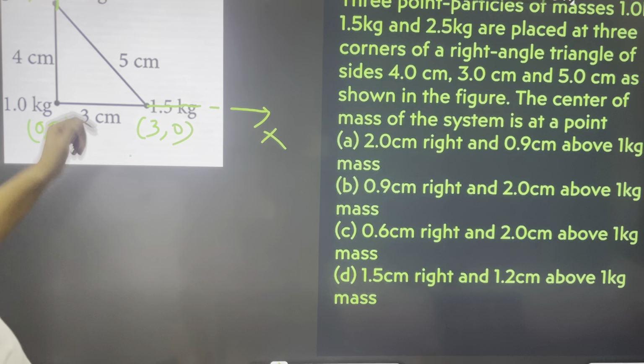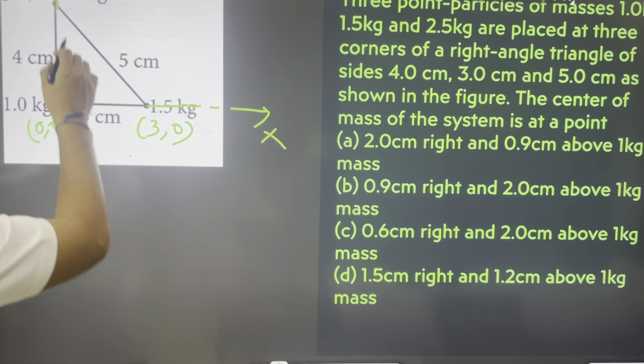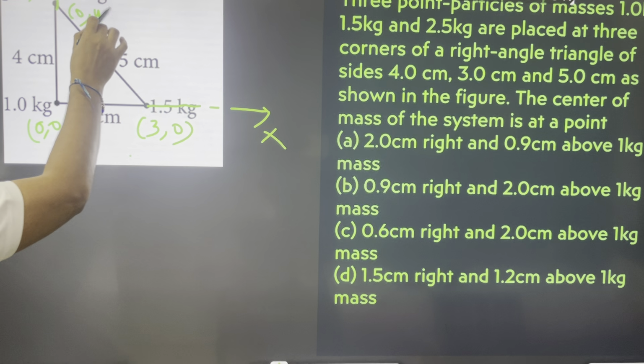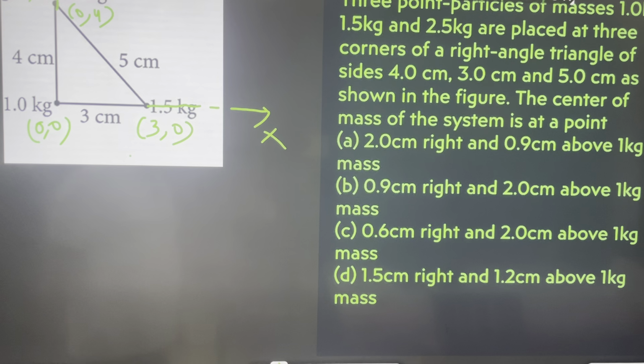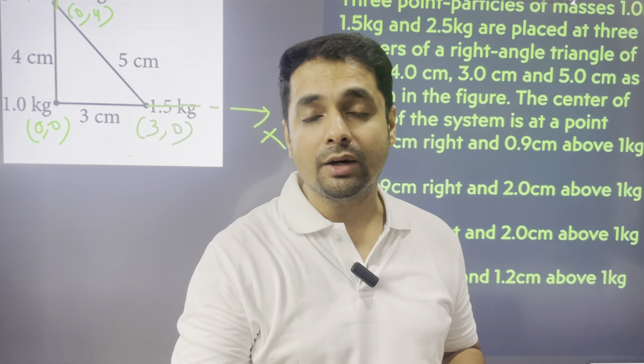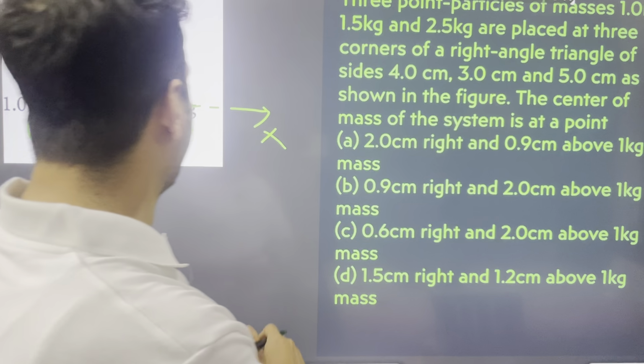Correct? We can take this point as 3 comma 0. In the same way, 2.5 kg is on the y axis at 4 centimeter. So x is 0 here, but y is 4 centimeter. Correct? 0 comma 4 we can take. Now we have to find the center of mass position. Since the particles are in x and also in y, its two coordinates will come, x center of mass and y center of mass. So we'll find both.